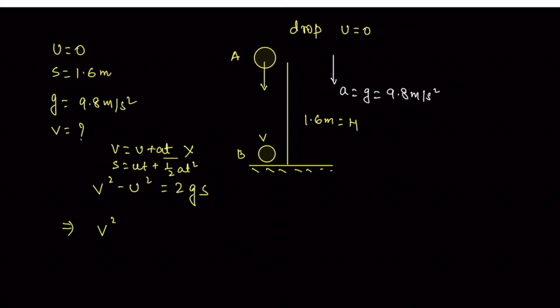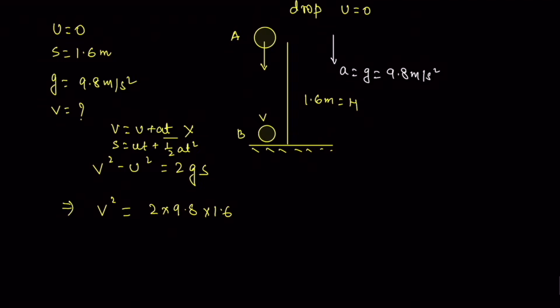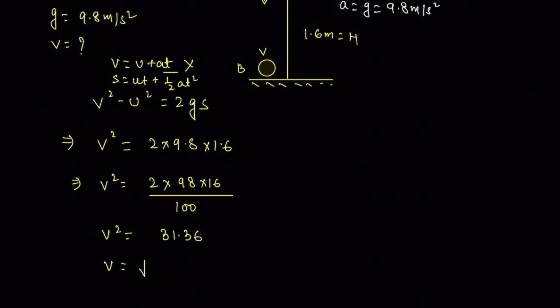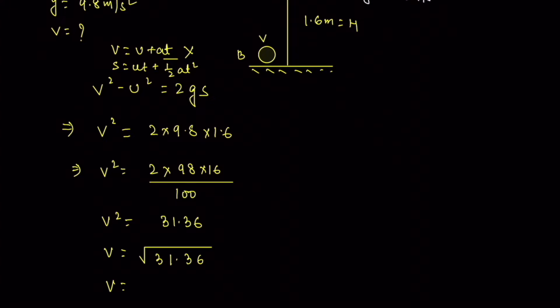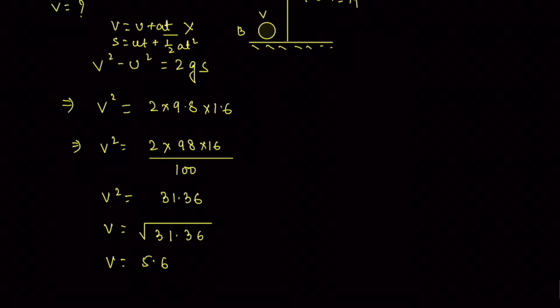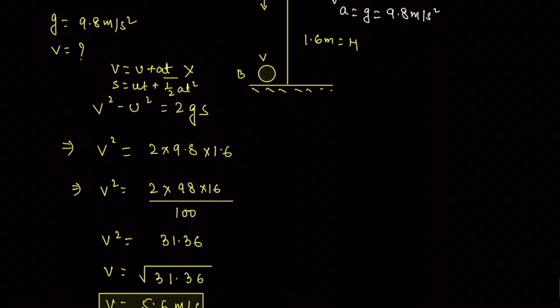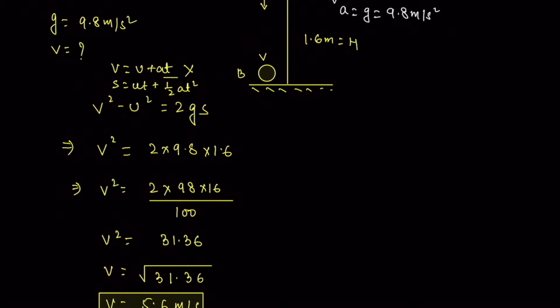So v square is equal to 2 into 9.8 into 1.6. u is 0, so we can remove it. v square is equal to 2 into 98 into 16 by 100. v square is equal to 31.36. So v is equal to root of 31.36, v is equal to 5.6 meter per second. So this is the answer. It means that with this velocity, the body will hit the surface. Let's try one more question.